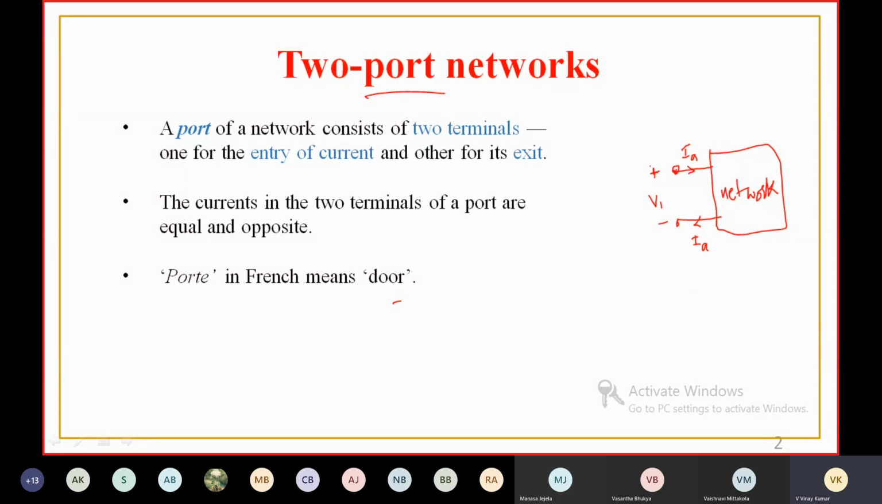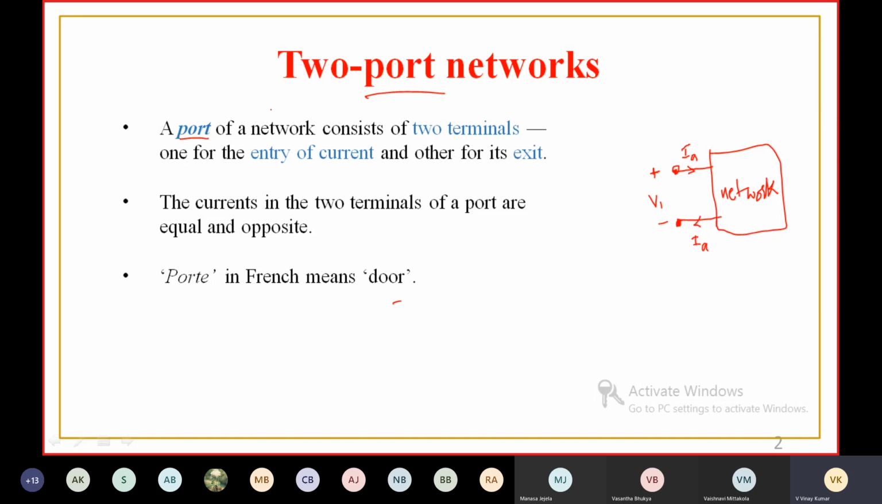it is a pair of terminals. It is having two terminals. It is a pair of terminals at which current may enter. Here current is entering the network. Here current is leaving the network. Here current is entering the network. Here current is leaving the network. Right? Okay. So port means it is a pair of terminals at which current may enter or leave a network.